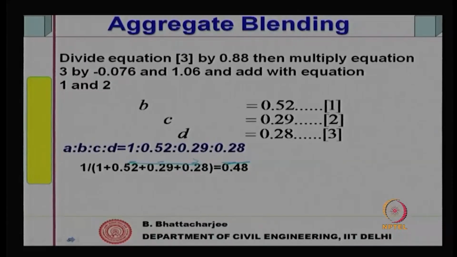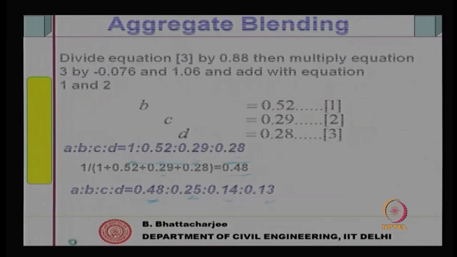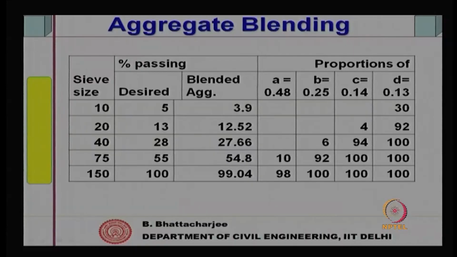So, from this you can actually determine, because now instead of 1 relative proportion you want to find out, you will find out 0.48 for A, because this was 1 divided by the total. So, this is the 0.48 will be the A, multiplied by 0.52, 25% will be B, 14% multiplied by 0.29 will be C, and multiplied by 0.28 will be almost similar. So, this is the proportions of A, B, C, D, right. So, this is how finally therefore, I get this by solving this equation, I get 150 each one of them.